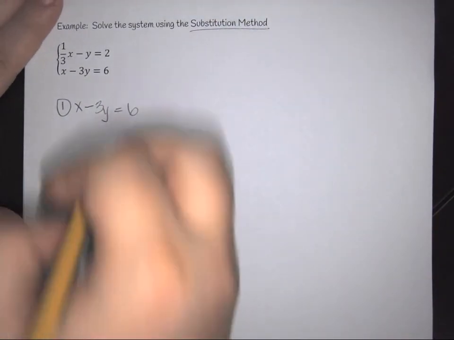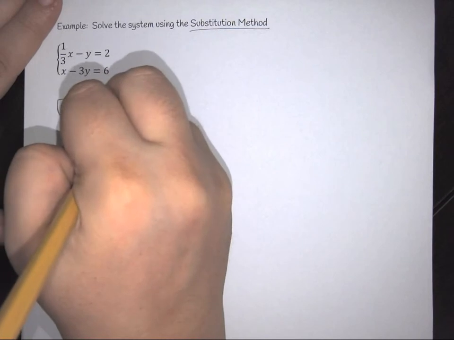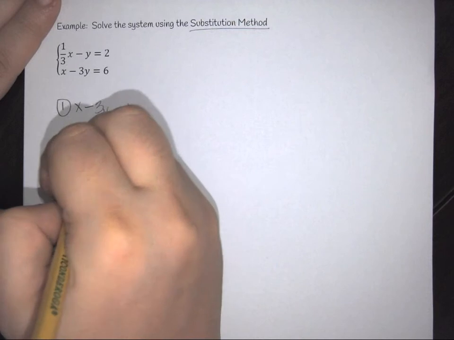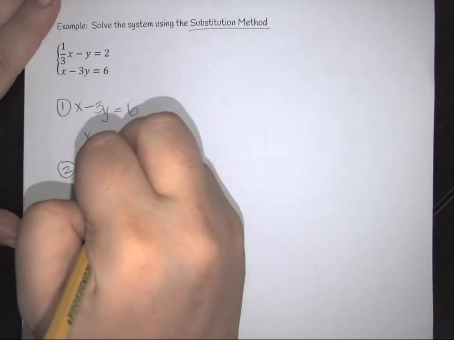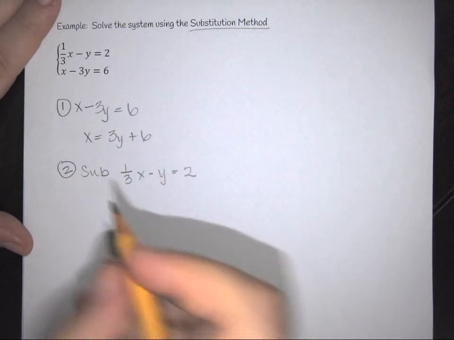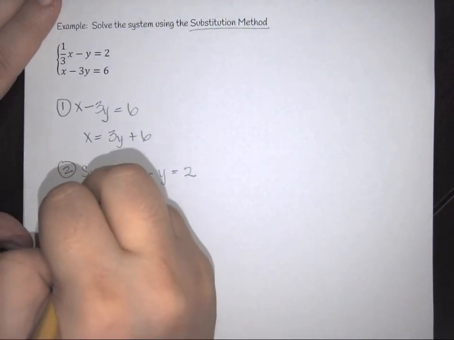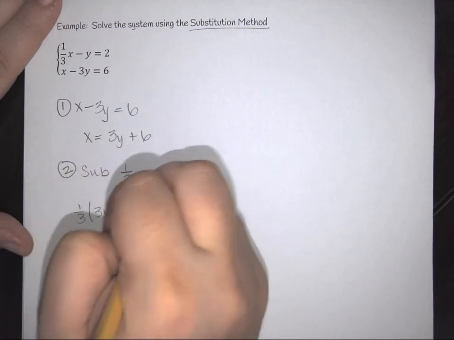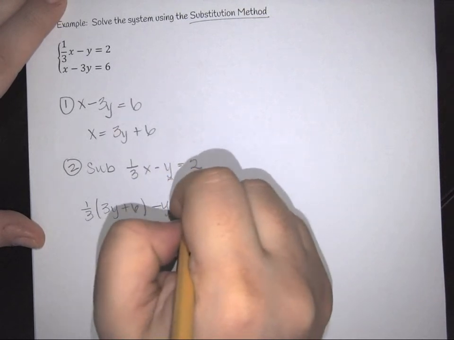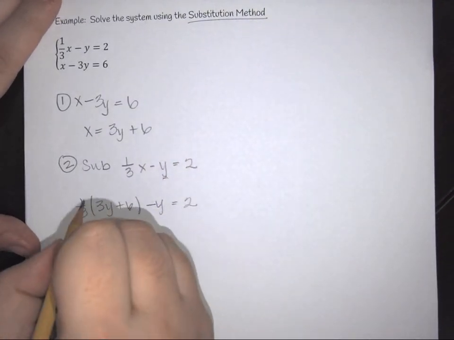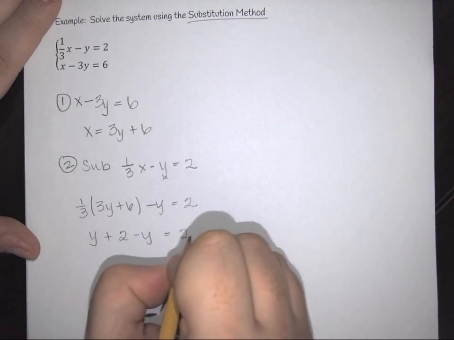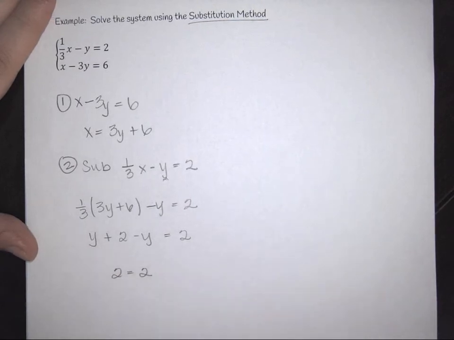So here again we're going to solve. And I found x. So then my second step says I need to substitute into the fraction equation, which really makes me kind of nervous here, but we'll go ahead and do it. So this becomes 1/3 times the 3y plus 6 minus y equals 2. So distribute that through. So this becomes y plus 2 minus y equals 2. So 2 equals 2. Wait a sec.